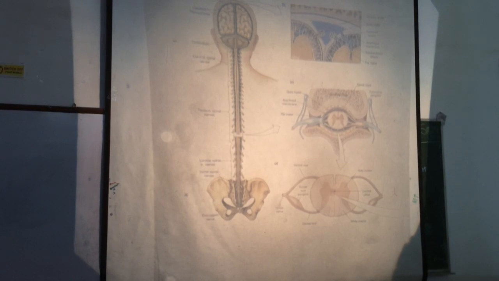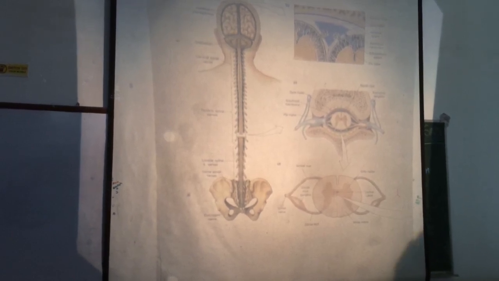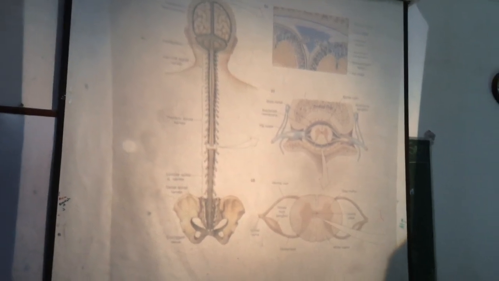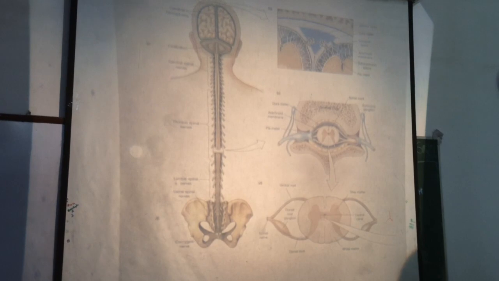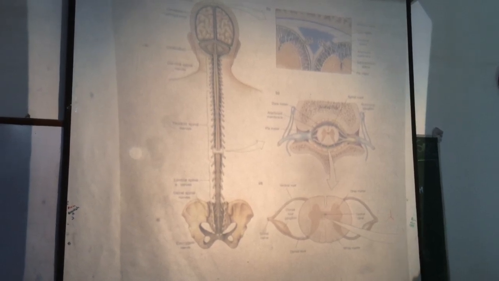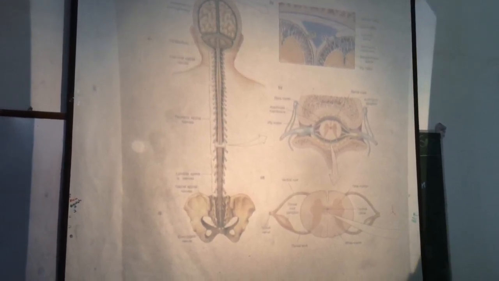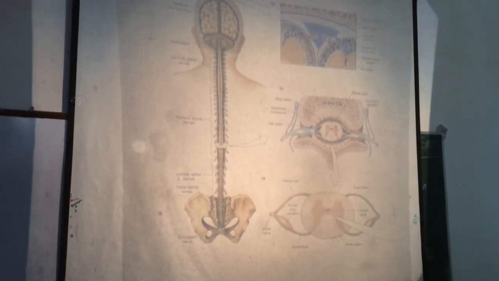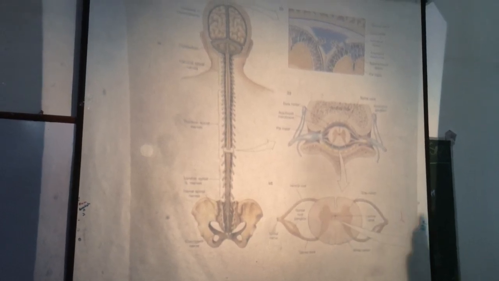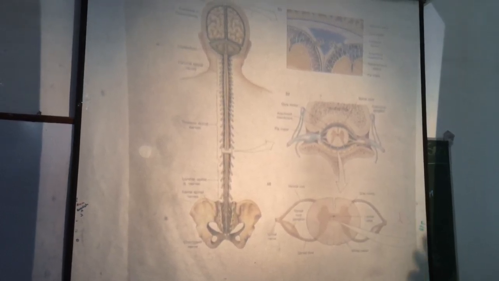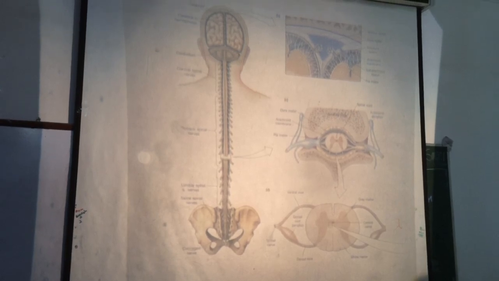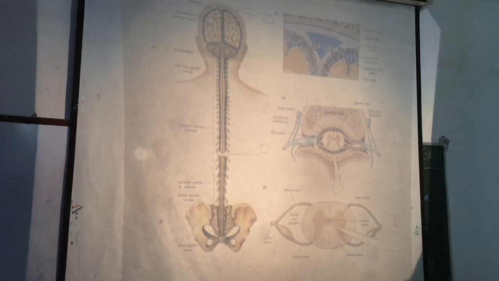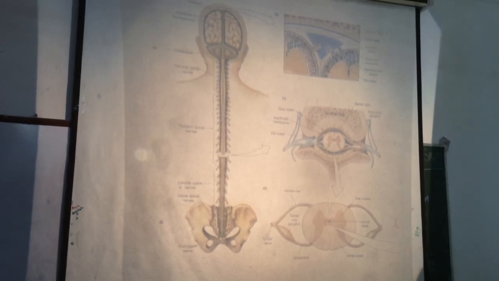The gray matter consists of the cell bodies of neurons and the proximal portion of the processes, the dendrites and the axon, embedded in neuroglia. The white matter consists of the nerve fibers embedded in neuroglia.